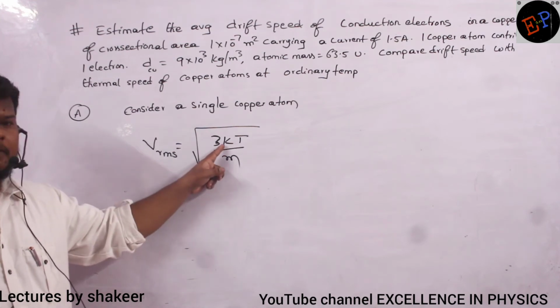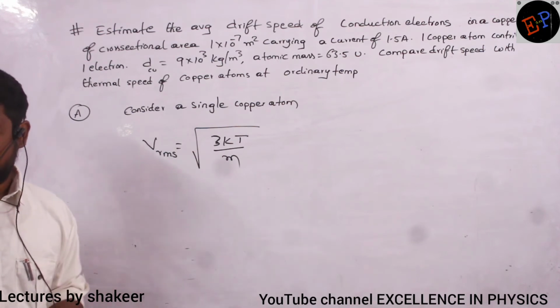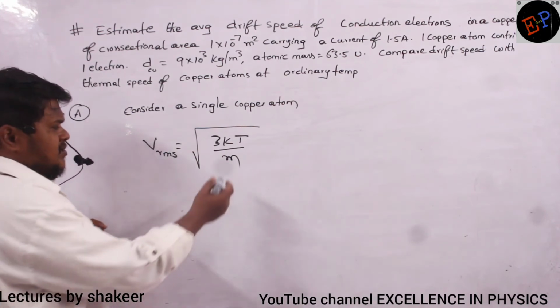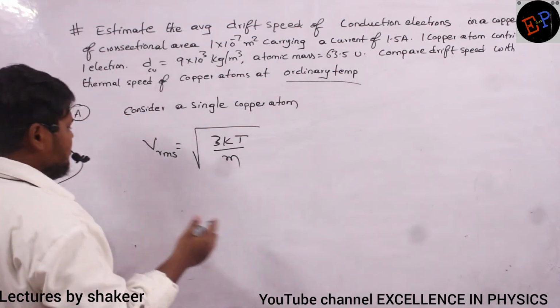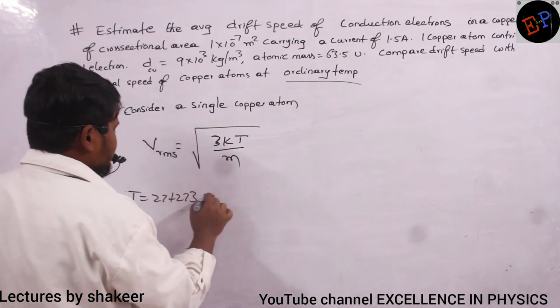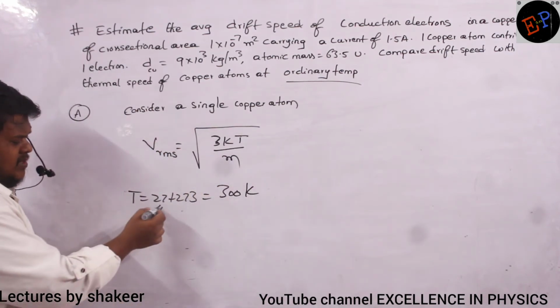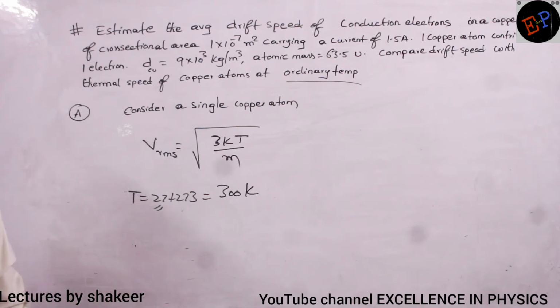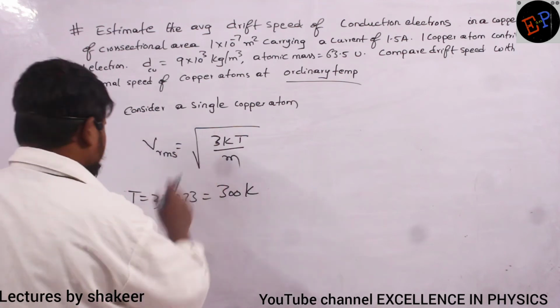What is meant by k? Boltzmann constant, 1.38 into 10 power minus 23. And which temperature is he asking us to calculate at? Any ordinary temperature. So let us consider T equals 27 plus 273, which is equal to 300 Kelvin. So ordinary temperature means I am taking 27. You can take 30, 33, anything. Now substitute this value.